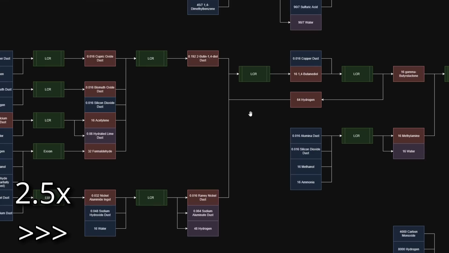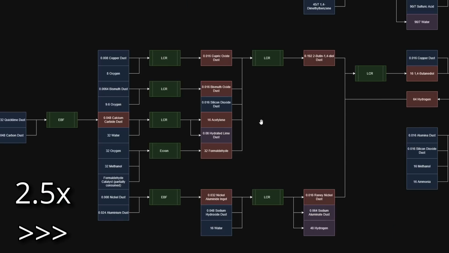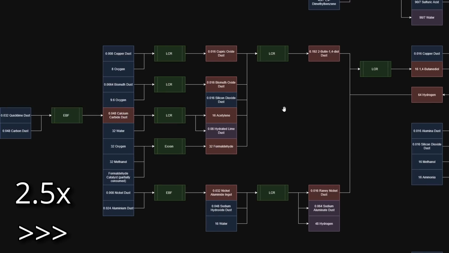You also get some hydrogen back, which goes in a loop, along with the 2-butane-1,4-diol dust and Raney nickel dust. Raney nickel comes from nickel aluminite ingots and sodium hydroxide and water, and the nickel aluminite comes from nickel and aluminum. The 2-butane-1,4-diol dust comes from cupric oxide dust, bismuth oxide dust, silicon dioxide dust, acetylene, and formaldehyde. Cupric oxide comes from copper and oxygen. Bismuth oxide comes from bismuth and oxygen. Formaldehyde comes from oxygen, methanol, and formaldehyde catalyst. And acetylene comes from calcium carbide and water. Calcium carbide comes from quicklime carbon.